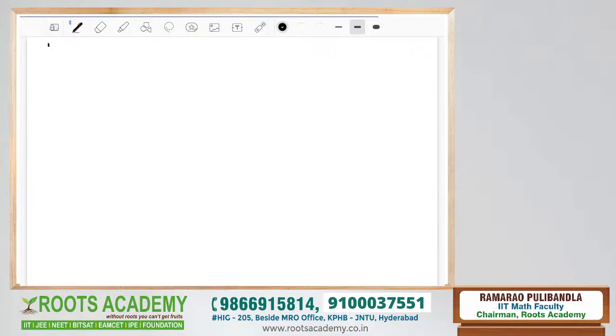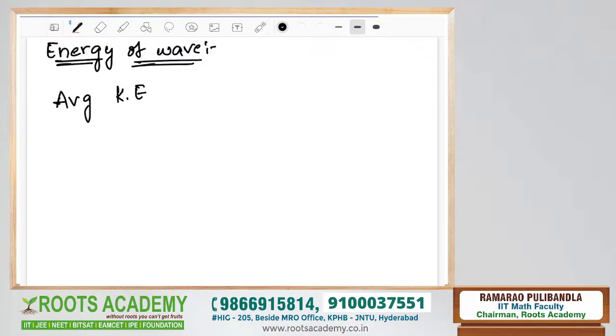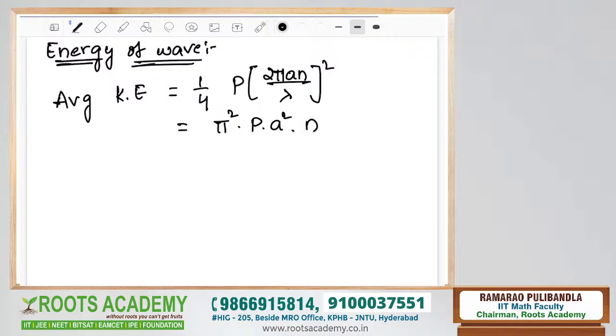the energy of the wave. So in the energy of the wave, we will be looking at the average kinetic energy and the average potential energy densities. Average kinetic energy is defined as 1 by 4 rho of (2 pi a n by lambda) whole square. Upon simple calculation, that could be pi square into rho into a square into n square. So this is the average kinetic energy density.